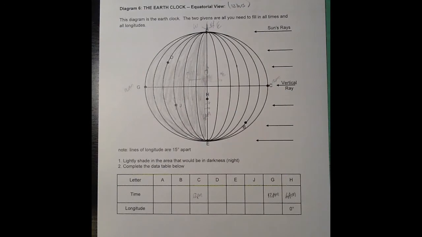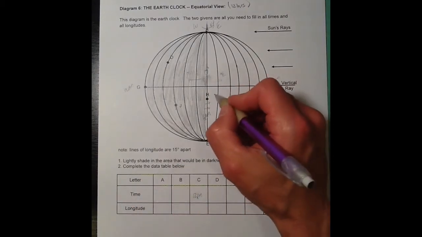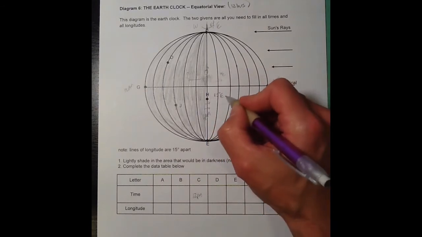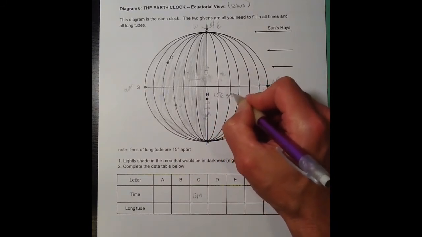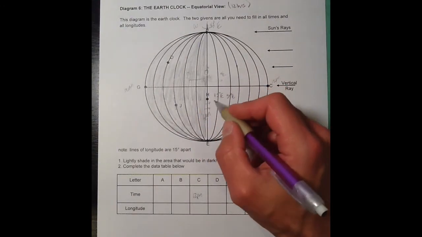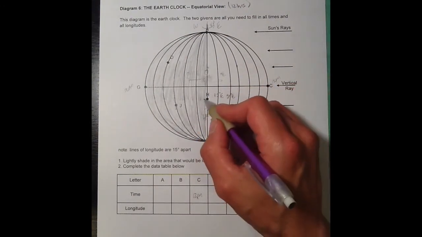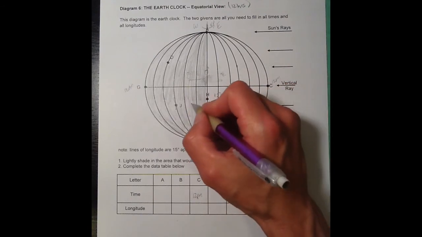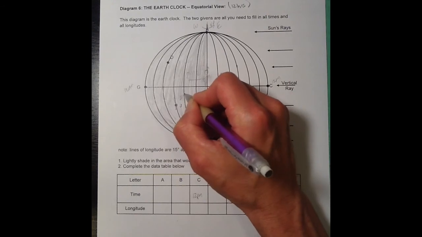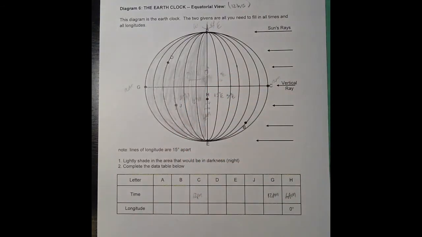So I will leave the rest of this diagram and the rest of the table for you. It says the longitude lines are 15 degrees apart, so this would be 15 degrees east, or one time zone. This would be 30 degrees east. If I move back, west is earlier, so time would be getting earlier this way, and this line would be 15 degrees west. That line would be 30 degrees west.